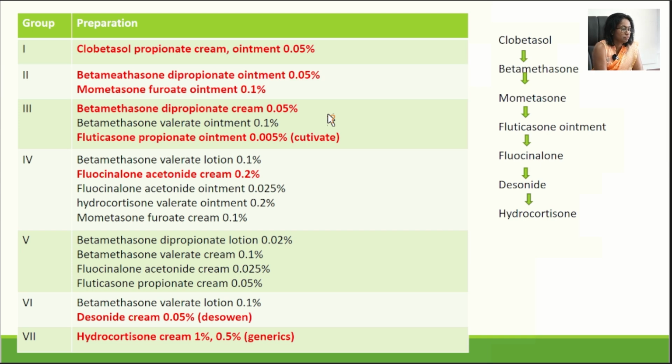There's a classification of 7 groups, or classes, of corticosteroids. Class 1 corticosteroids are the most potent, the super potent corticosteroids. I have only used the names of products that we use in Sri Lanka. This list is much longer. We don't have some of the molecules in Sri Lanka, so for us the top, highly potent topical corticosteroid is clobetasol propionate. Whether it is cream or ointment, it is in class 1.